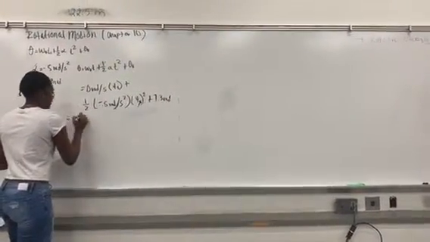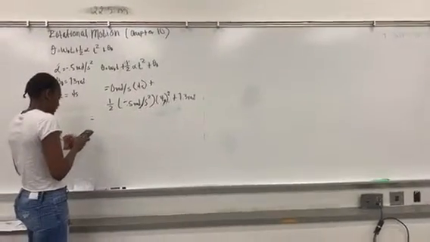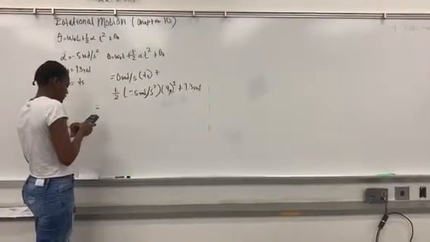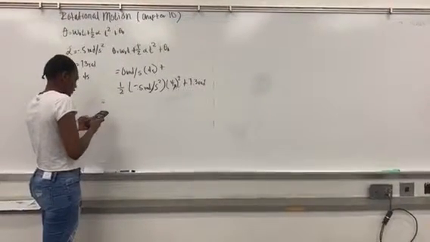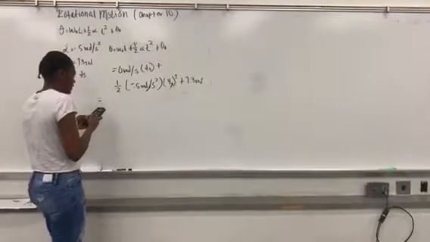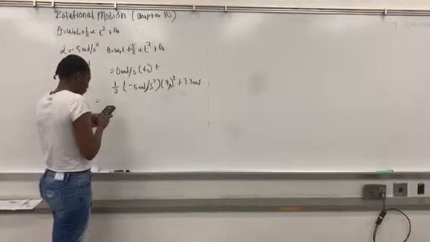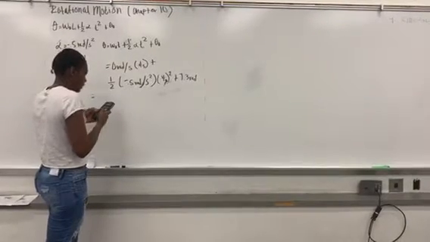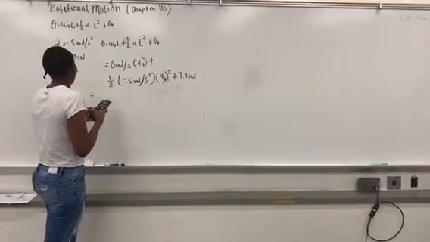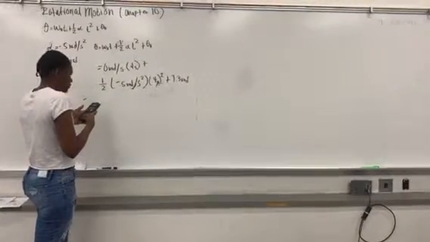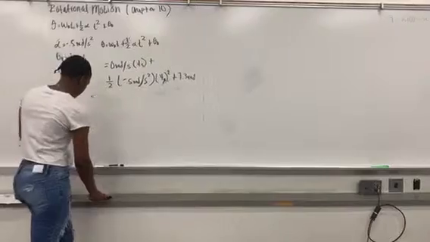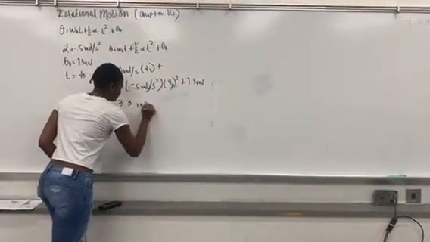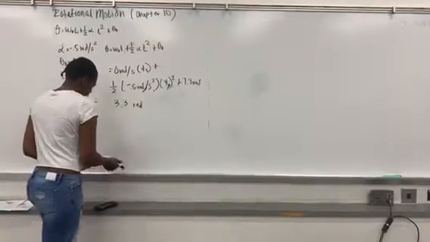Let me grab a calculator to do the calculation. So we're going to take the 1/2 times the negative 0.5 radians per second squared times our 4 seconds squared also, plus the 7.3 from the theta naught, which comes out to 3.3, and it is in radians. And that is the angular position.